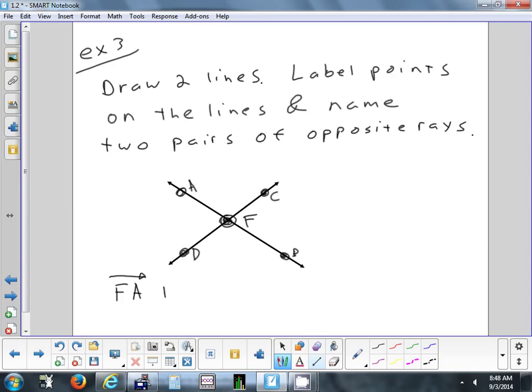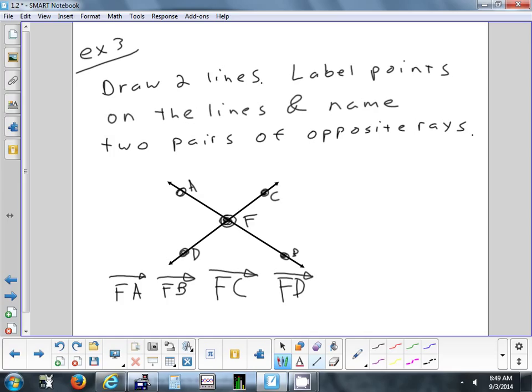Okay, so he's got ray FA. And he's writing the ray opposite to it, which is, let's see, FB. Perfect. Okay, so that's one pair. And he's got FC. That's another ray. Now we just need the ray that goes opposite FC. FD. Very good. Okay, any questions on that?